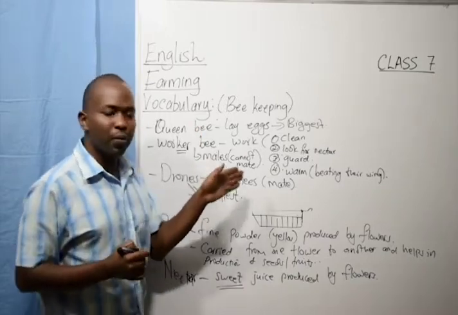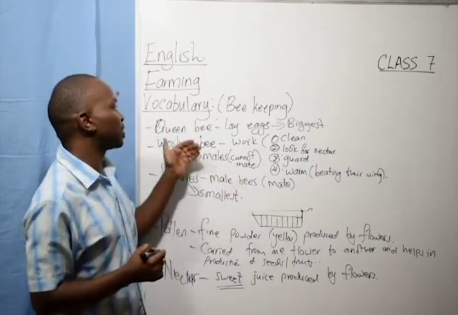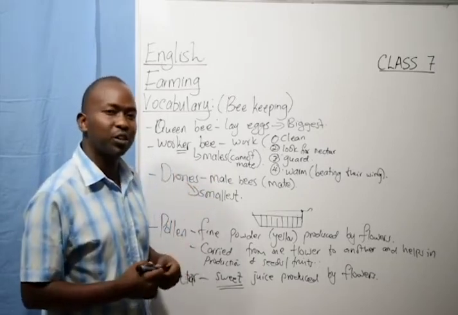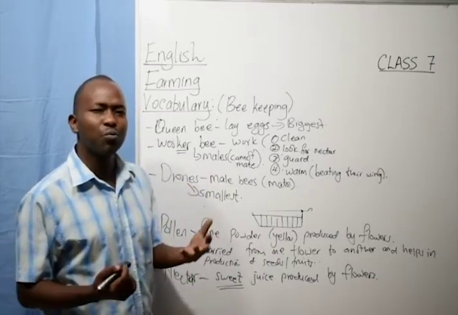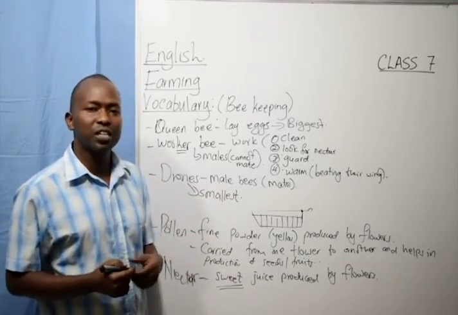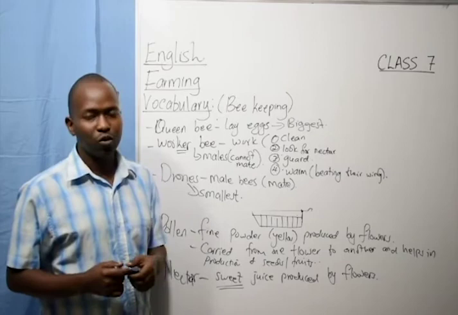So we can see that there is a lot that we need to learn about bees. There are a lot of words, and also a lot of information that we can come across. We can do more research and find out more about these interesting insects that we refer to as bees.